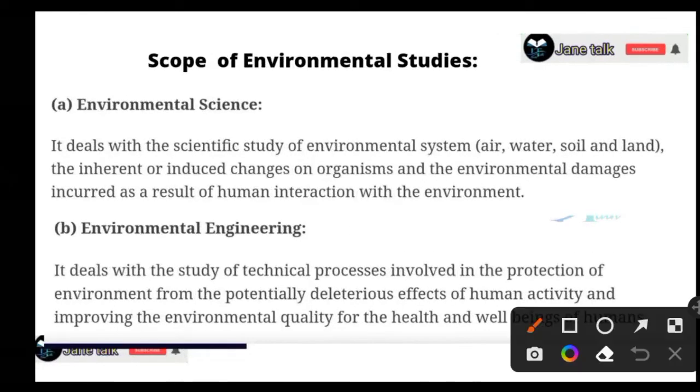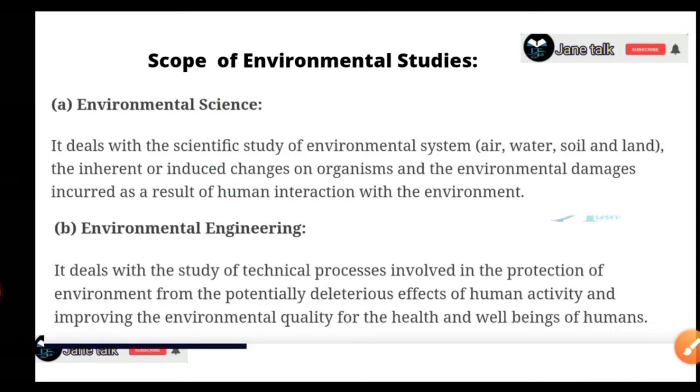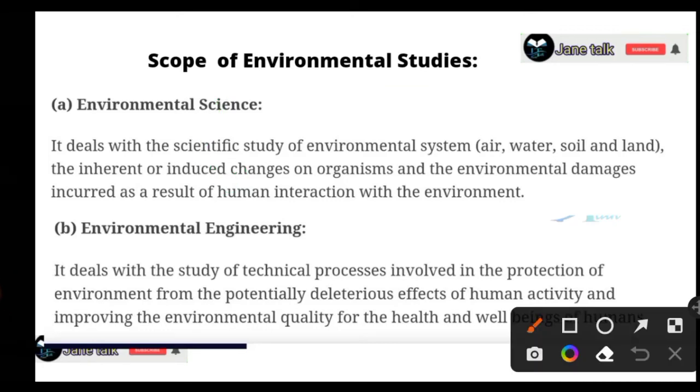Okay. So now let's talk about the scope of the environmental studies. What are those scopes where we do the environmental study? कि हमारे एनवायरमेंटल स्टडीज के स्कोप क्या हो सकते हैं, क्षेत्र क्या हो सकते हैं. So first, where do we do environmental studies?